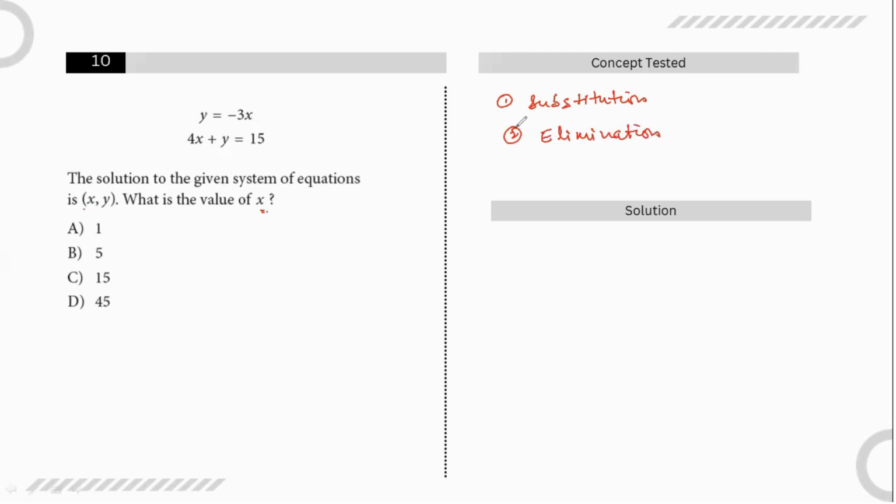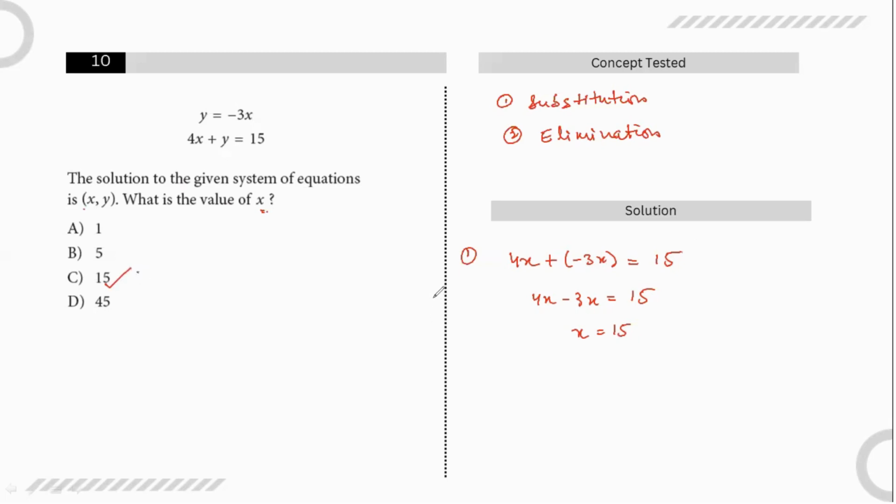Let's now solve the question with substitution. So y is equal to minus 3x. That means in the second equation, 4x plus y, y can now be substituted as minus 3x. So that is 4x minus 3x equal to 15. 4x minus 3x is going to be x only. So x is equal to 15. That will be the answer here. The value for x comes out to be option C.